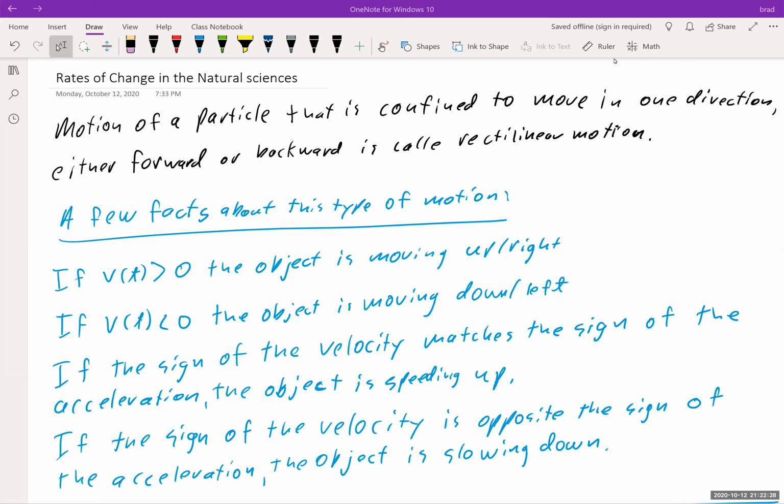Okay, everyone. So in this section, we're going to talk about rates of change in the natural sciences. Basically, it's a little bit of a catch-all. I'm not going to go too crazy into it in this book. We'll talk a little bit more about it when we do Calc 2.